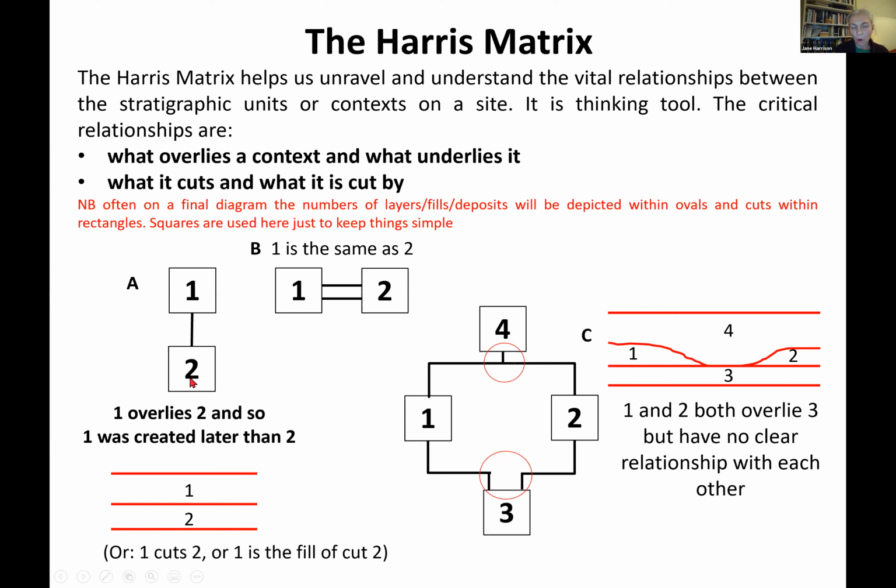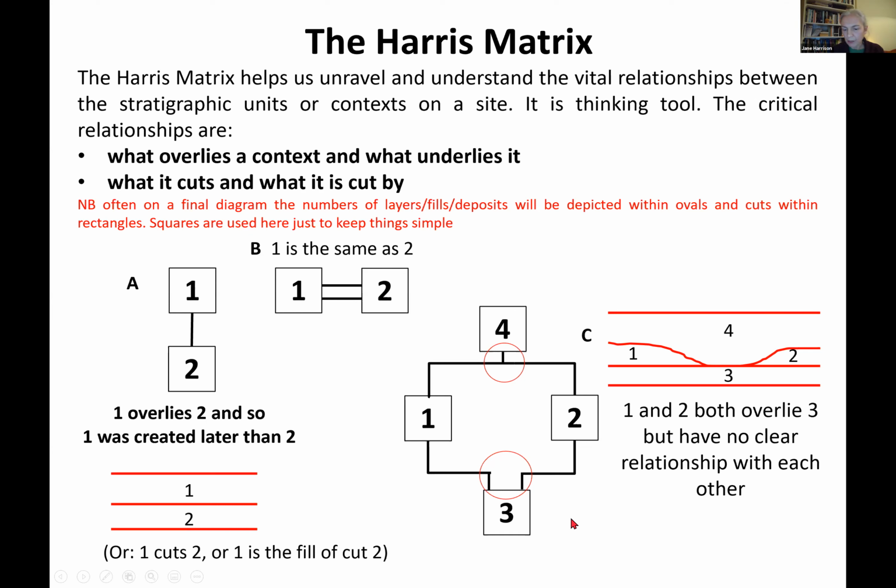This is context 1 overlies 2. So 1 is later than 2, and this is what they would look like in a section. 1 is the same as 2. Sometimes you can find out later on that 2 areas you were digging are actually the same thing.